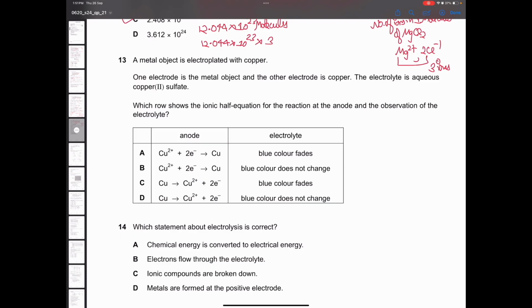Now, a metal object is electroplated with copper. One electrode is the metal. Alright, so this is electroplating using copper. The electrolyte is copper sulfate. They're simply asking you what is the equation at anode.